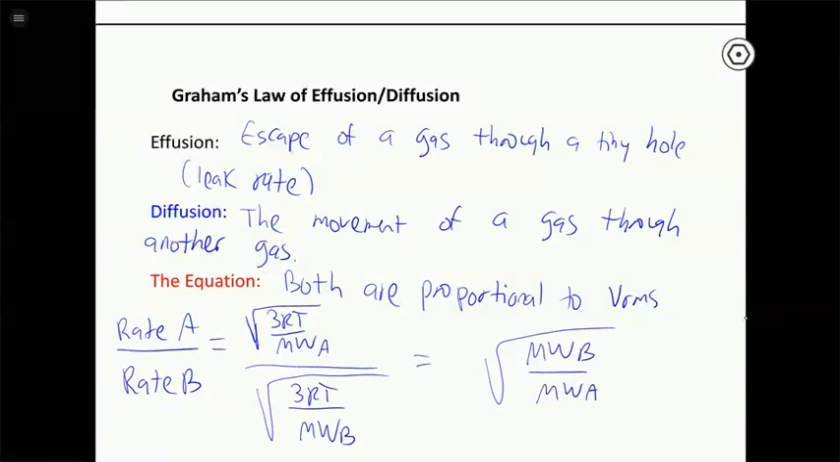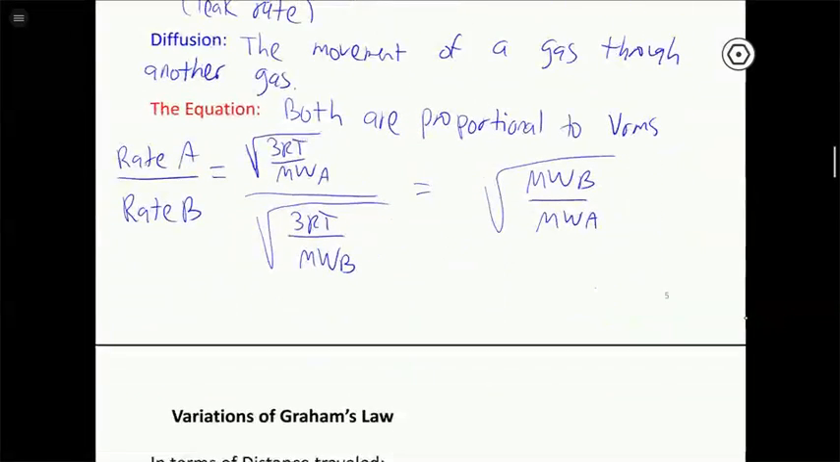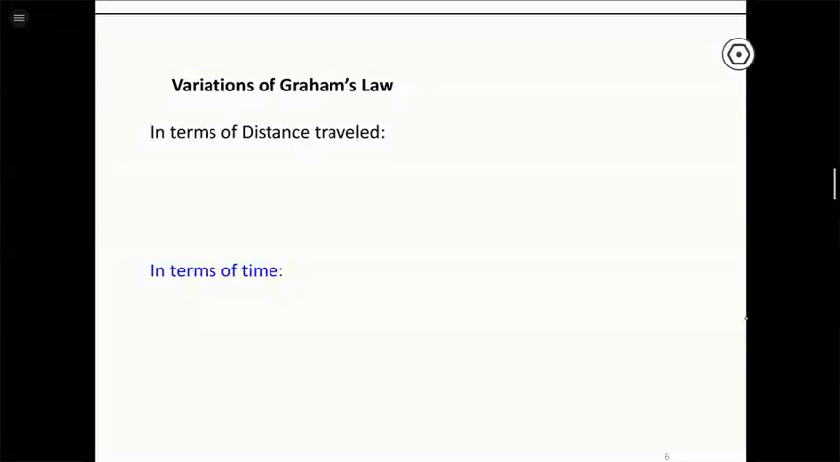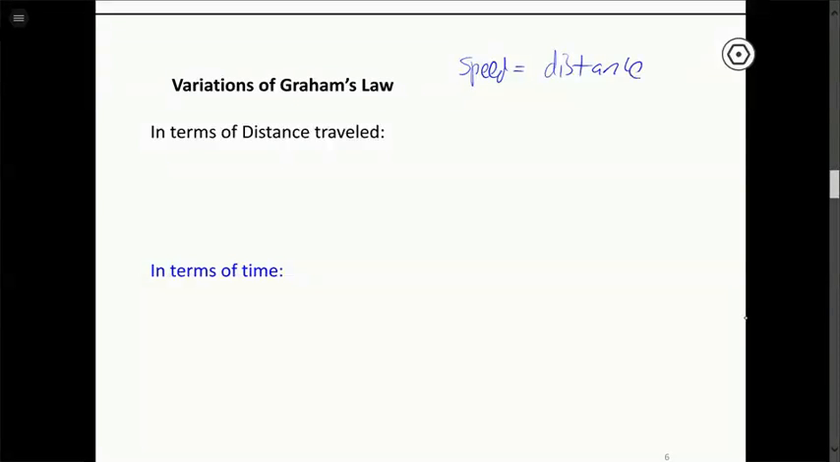But there are some variations on this that we can give you, and you want to be aware of these depending on the types of problems you're asked to solve. We should realize that when we're talking about speeds, which this equation is derived from, remember from physics, speed is distance divided by time. So this rate equation comes from the equation for speed, distance divided by time. So speed is directly proportional to distance.